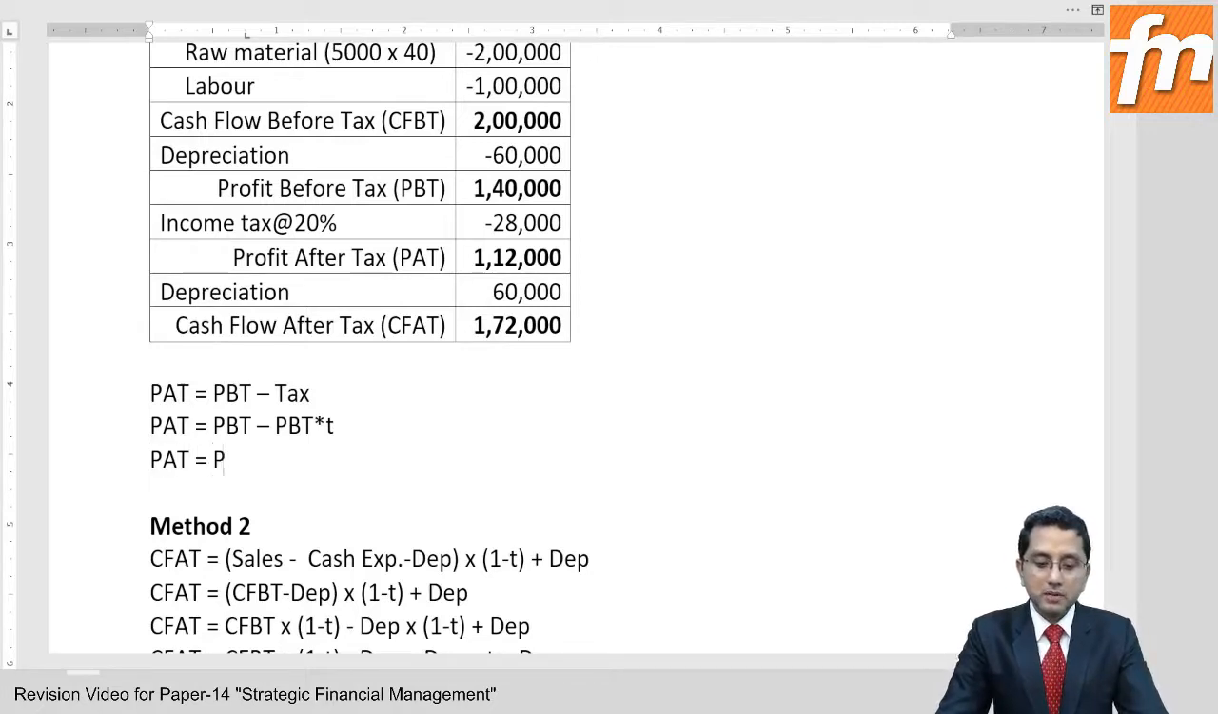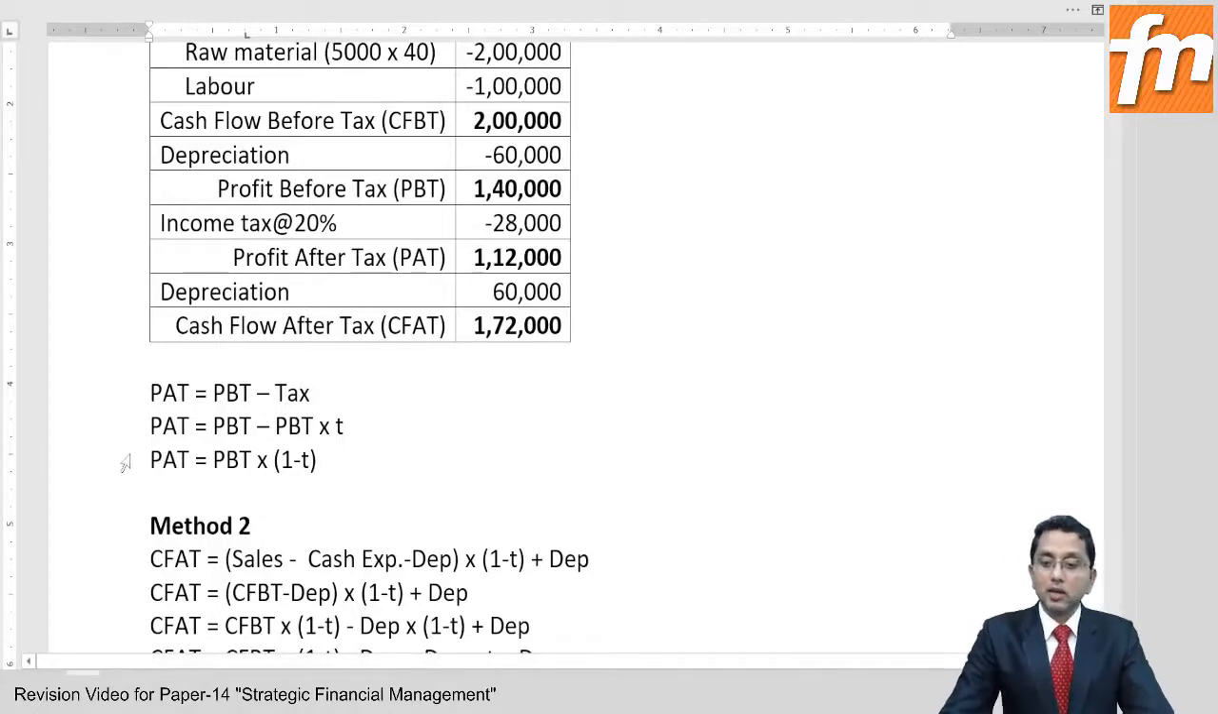Now you can take PBT common. So you'll be left with PBT multiplied by 1 minus the tax rate. This is how you can calculate PAT.